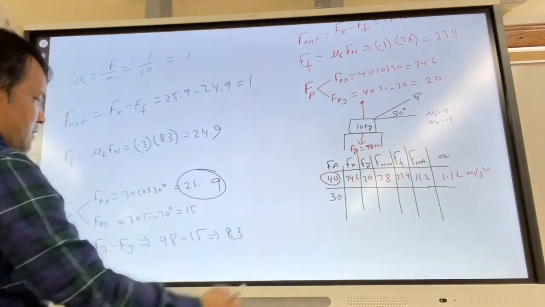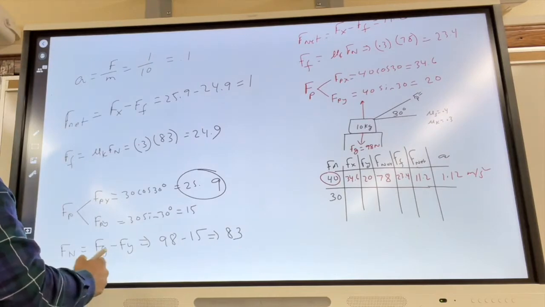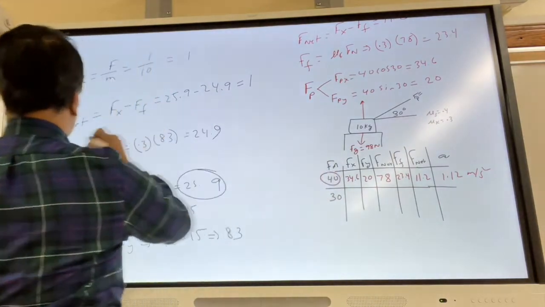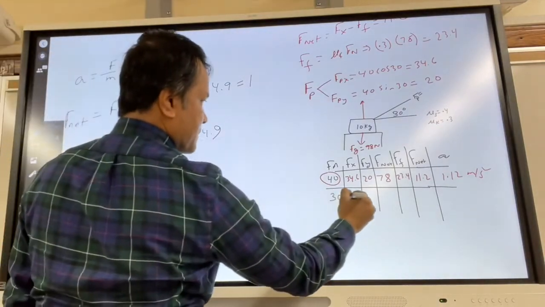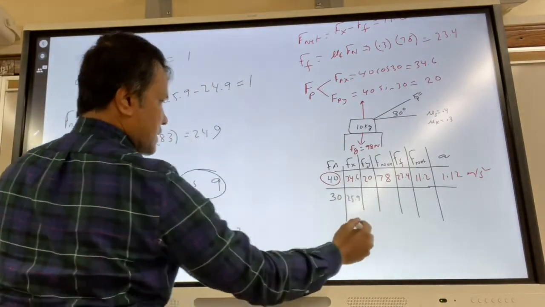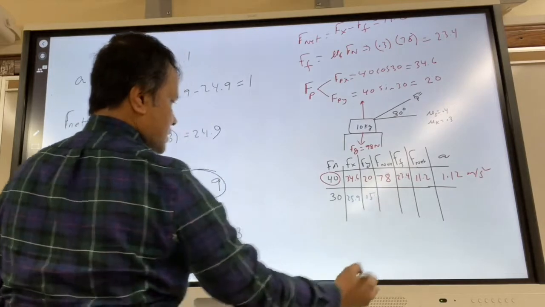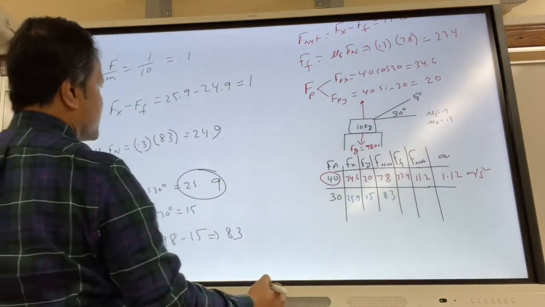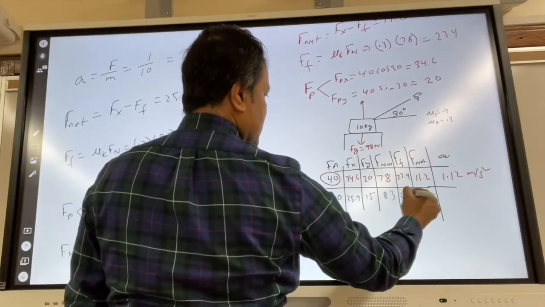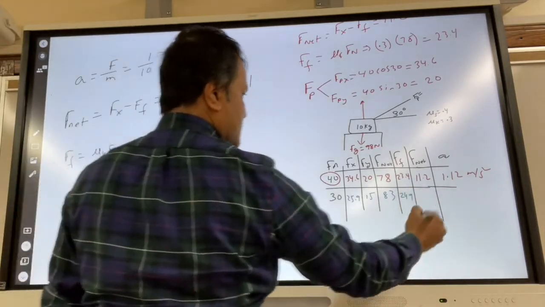All right, so we're going to fill it out now. Let's use a different color. 25.9, and then 15, and then 83, and then Ff is 24.9, F net is 1, and this is 1.